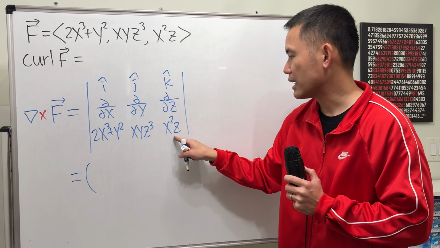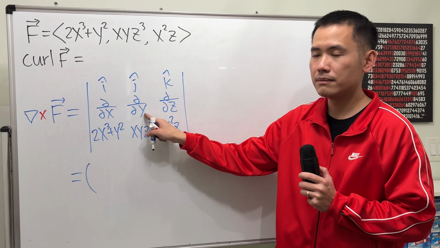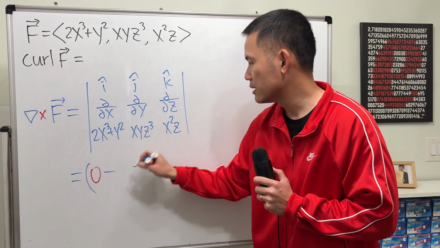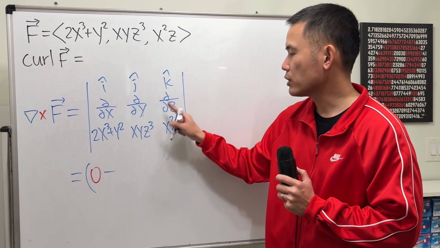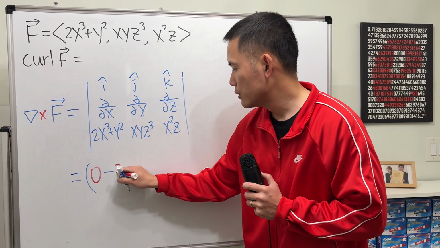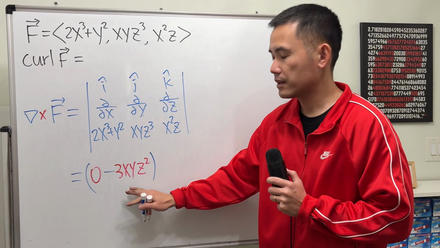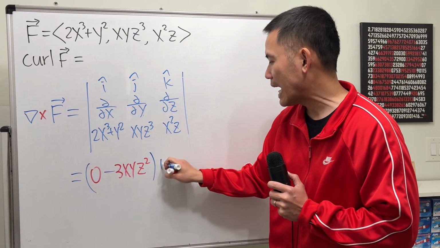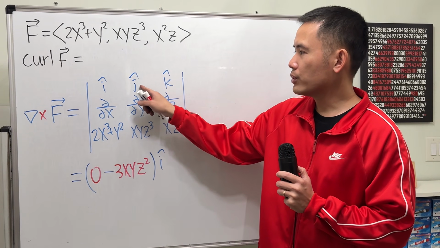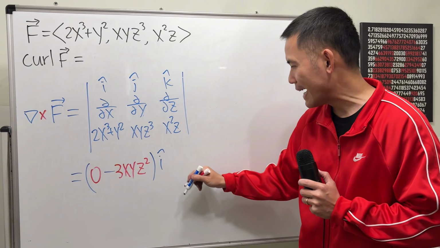So first you do this times that by really taking the derivative of this expression with respect to y, but there's no y, so just get 0. And then you subtract this times that, take the partial of this with respect to z. Here we have z to the third power, so we get 3 and then xy stays, and then z squared. This will be with the i component, right? So with the i. And then going to the j, remember plus, minus, plus. So this right here will be a minus for the j.